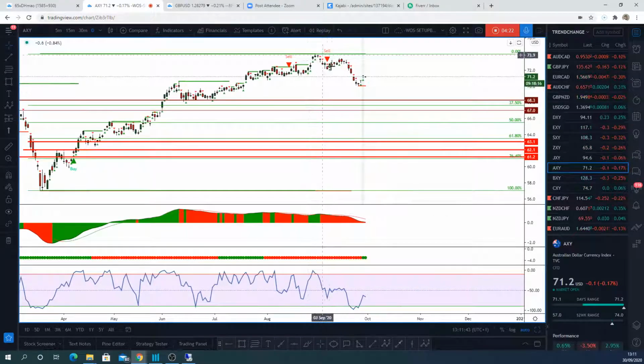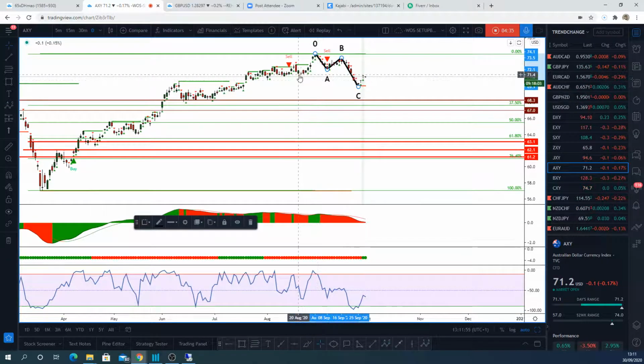Australia, this one is different to New Zealand. This one came with a failure below the structure. So Australia is very weak. This is the structure. This is a higher low that made a higher high in there.